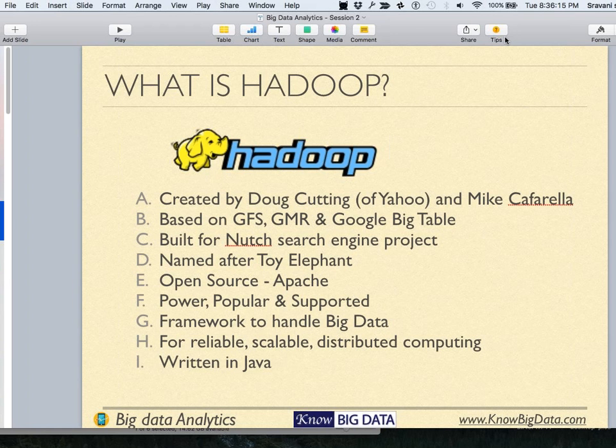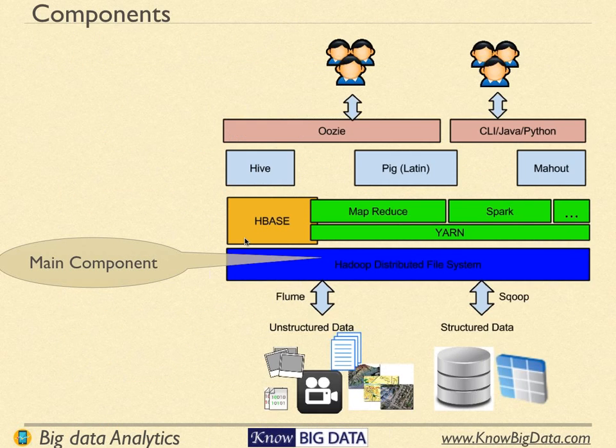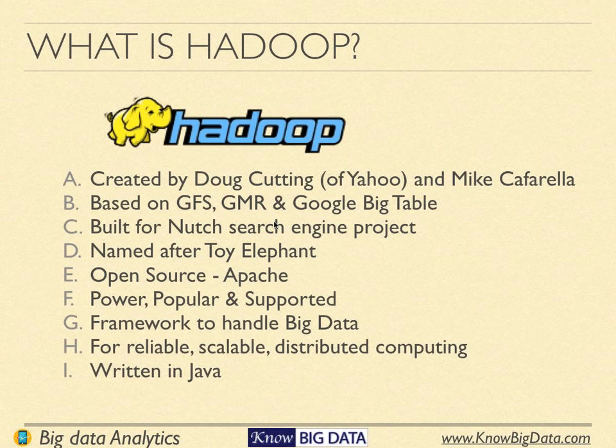Also, Hadoop has been written in Java. That means it is well adopted by the people because it's not written in a language which people don't understand. And also, the other reason why Hadoop was written in Java was because it was targeted to run on almost every kind of device.